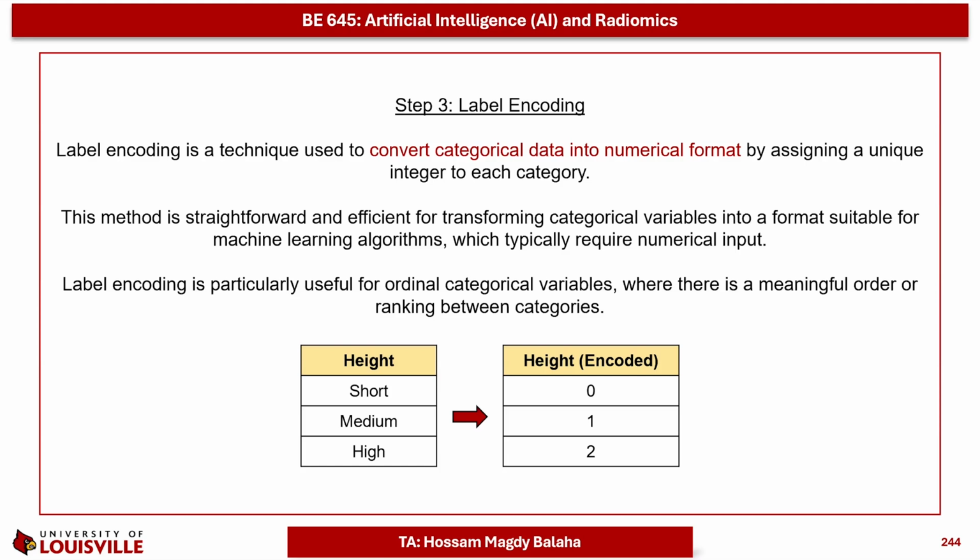The first step is called label encoding. Label encoding here is a technique used to convert categorical data into numerical format by assigning a unique integer to each category. This method is very simple and straightforward, and it's efficient for transforming categorical variables into a format suitable for machine learning algorithms, which typically require numerical input.